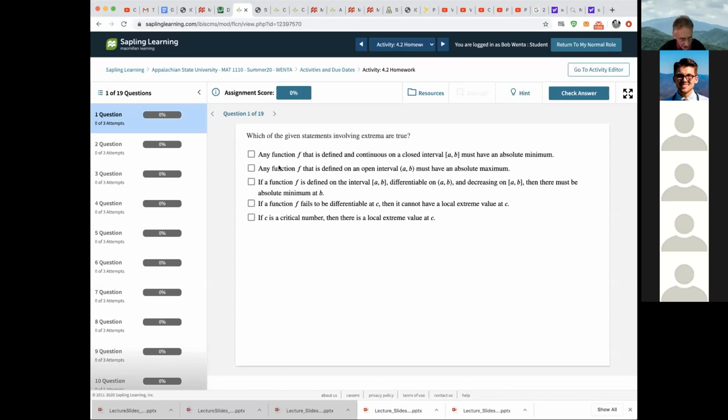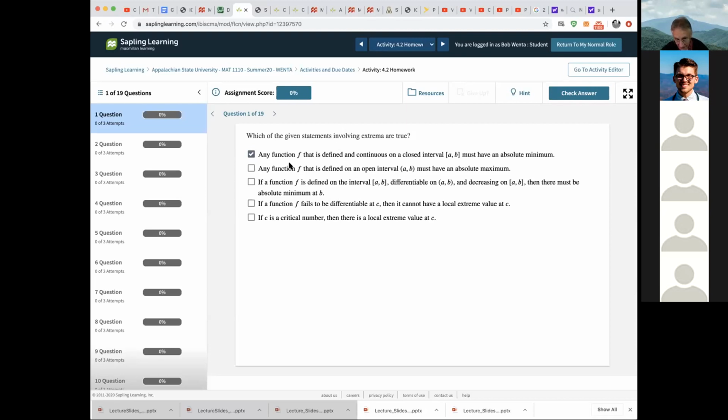If you look at this question, the first of these five says, any function that is defined and continuous on a closed interval must have an absolute min. First reaction, what do you think? If it's a closed interval, it's gotta be. You gotta have a max and you gotta have a min. So that is a definite yes, okay?